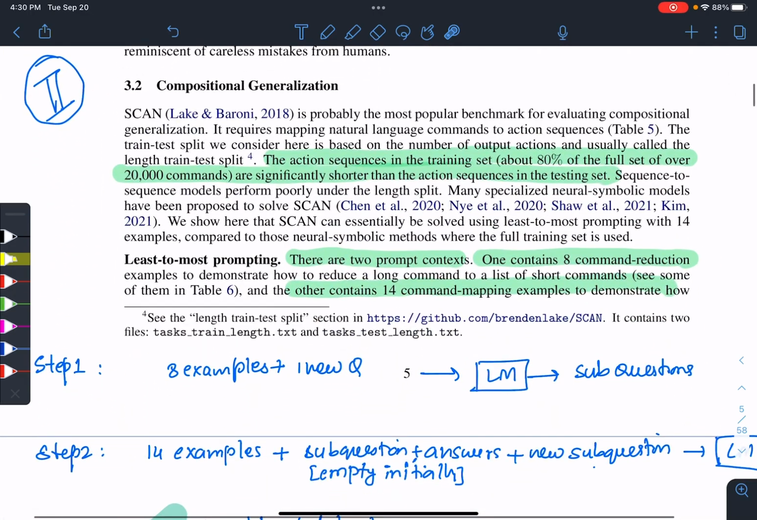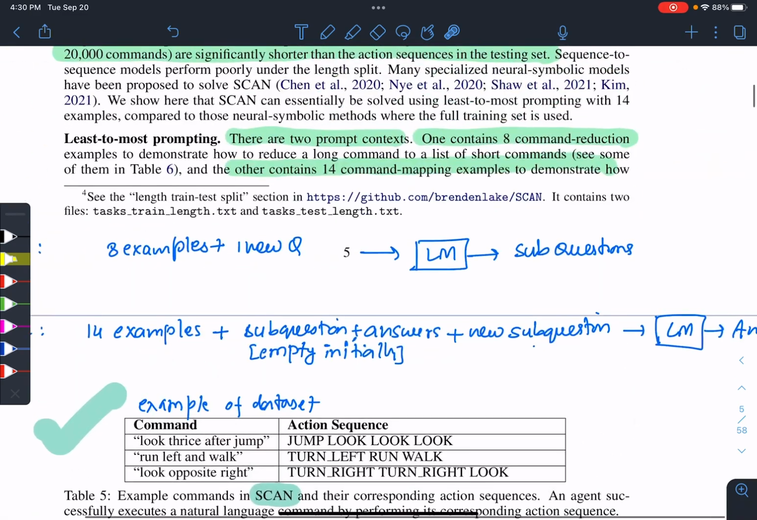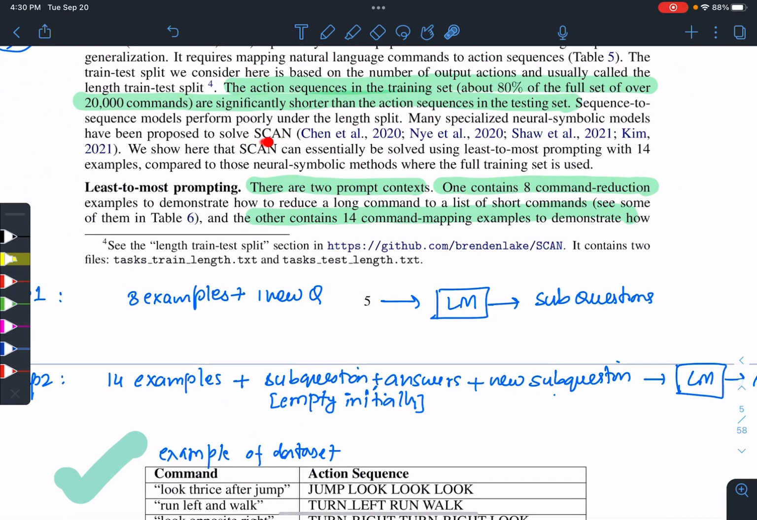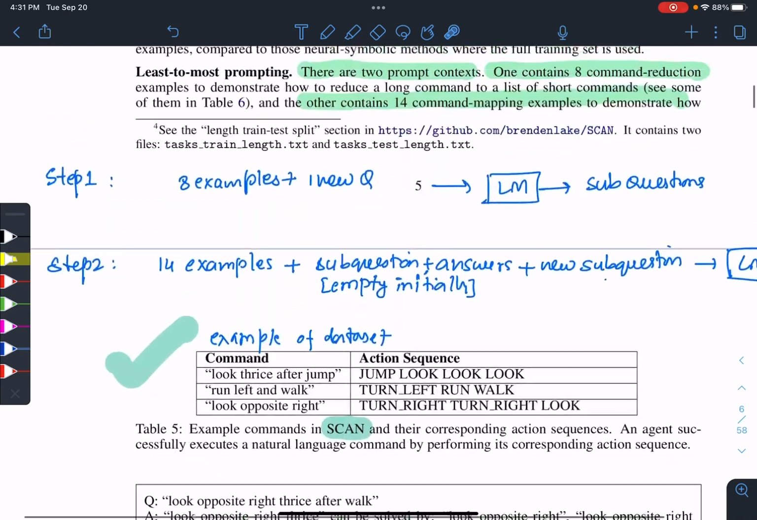So the next dataset is compositional generalization. Let's see how it looks. They are using a dataset called SCAN. These are samples from the SCAN dataset. For example, the input is 'look twice after jump', and there should be an action sequence like jump, look, look. So that's how it should produce.